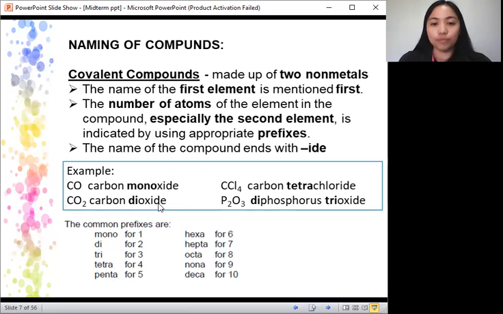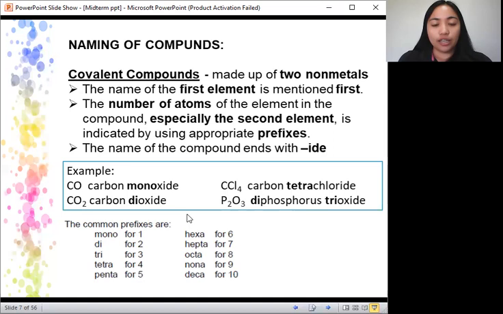For the third example, CCl4, you have one atom of carbon and four atoms of chlorine. That is why it is named carbon tetrachloride. For P2O3, you have two atoms of phosphorus and three atoms of oxygen. That is why its name is diphosphorus trioxide.